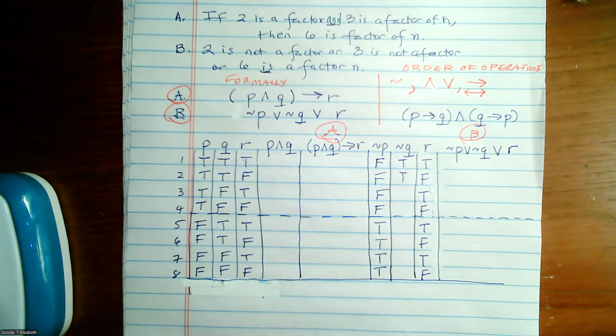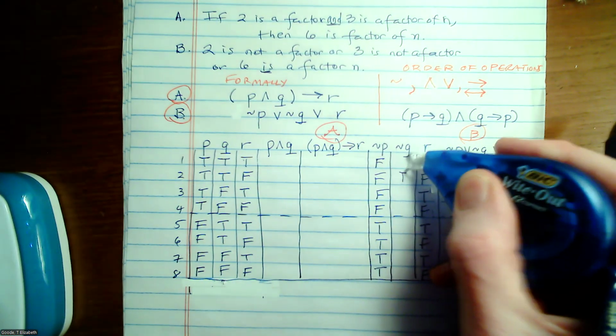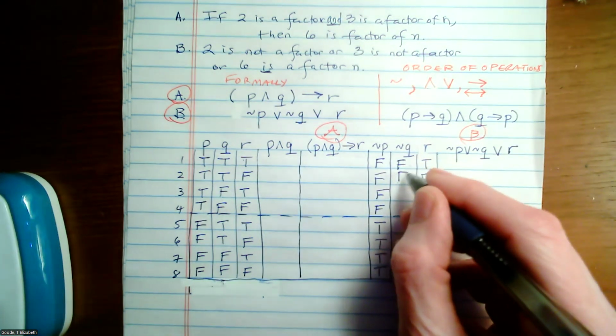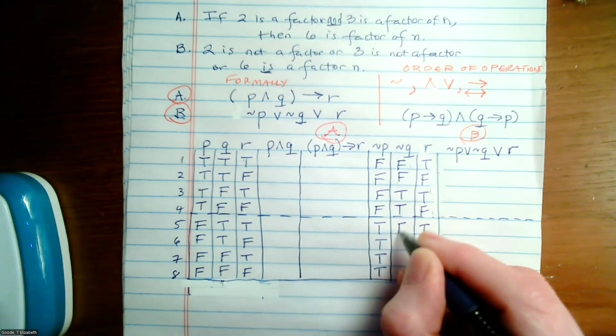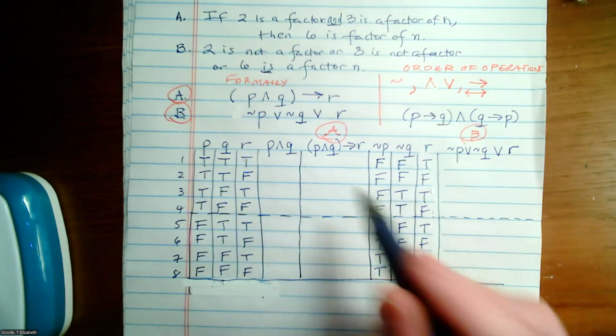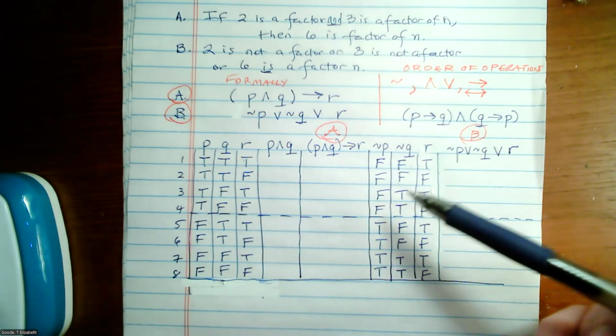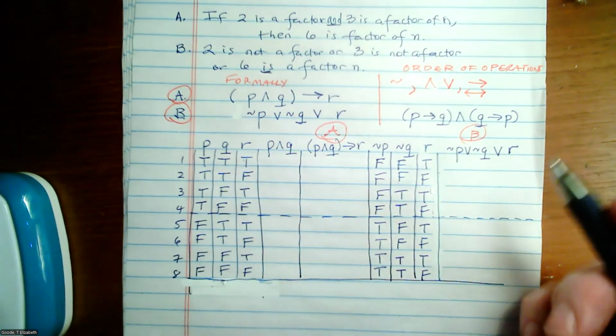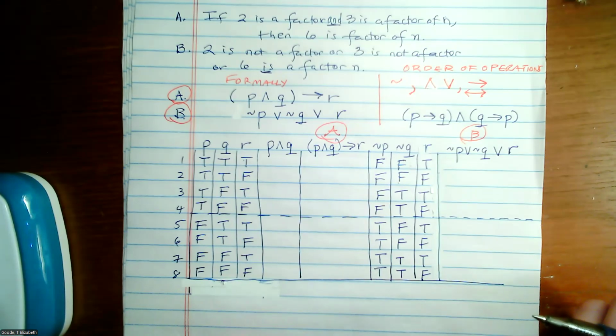Rows 3 through 4 are true. 5 through 6 is false. Yep. And 7 and 8 are true. Exactly. All right. Now, what would you like to do first? Would you like to finish B, or would you like to move over and start building up to A? It's up to you. Let's do B first.